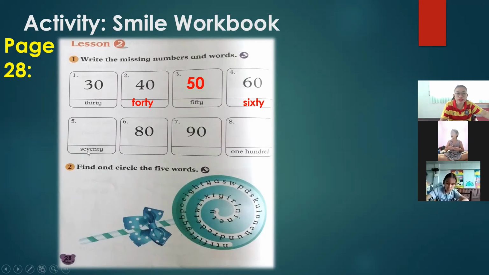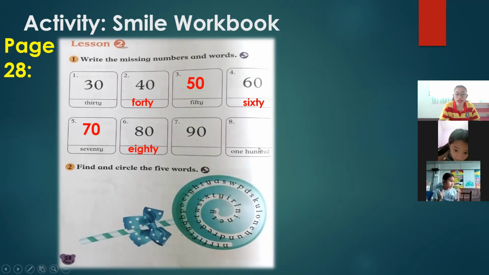We have the number 70. How do we write 70 in digits? 7 and 0. Very good. Okay, so that's how we write 70. Next, number 6. The number is 80. How do you spell 80? EIGHTY. Okay, very good. EIGHTY. Very good.